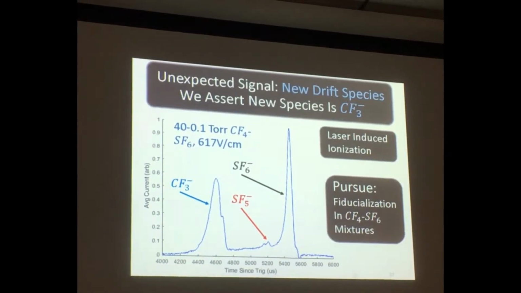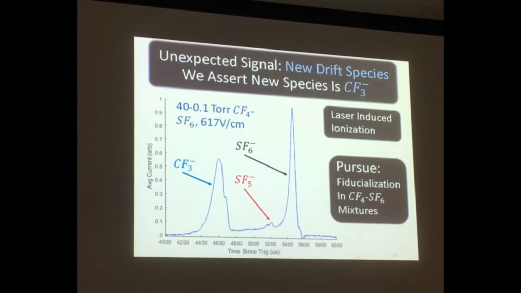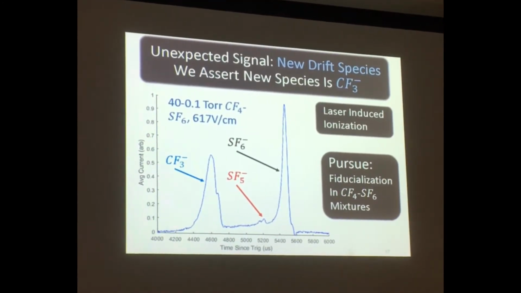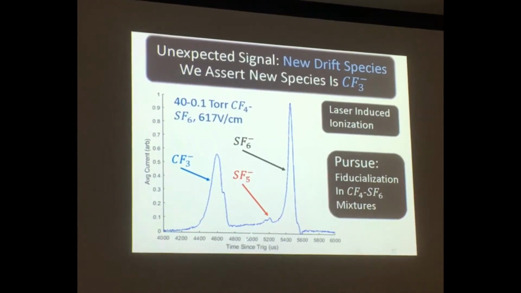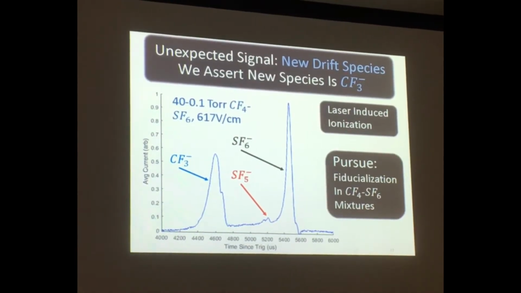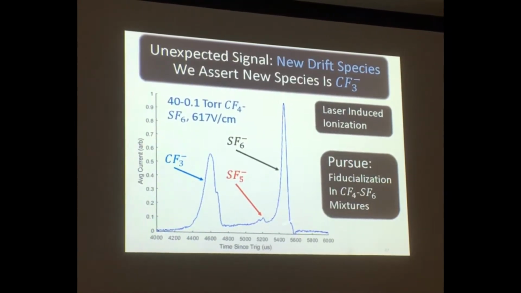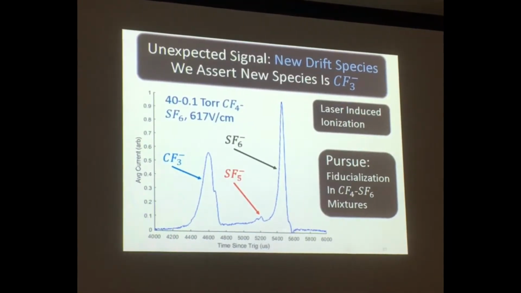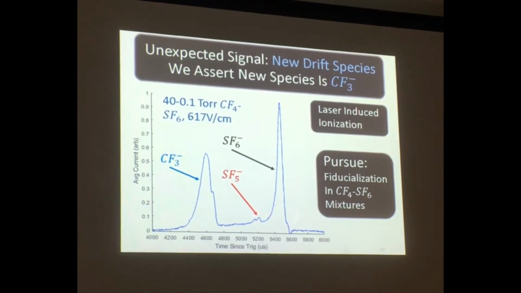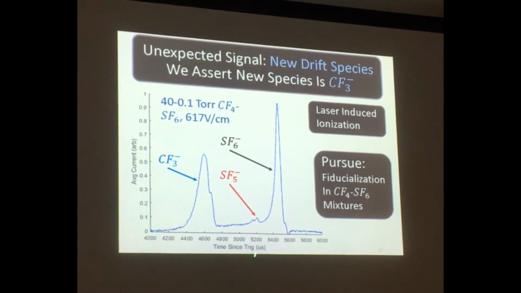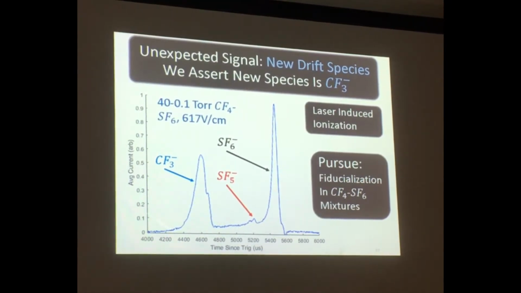Not at all what we were expecting. We were very surprised to see this, and I was very excited. So this is a signal where I've done that mixture, and this new species showed up here, and this was very unexpected. This first negative ion peak here is the SF6 minus we were expecting. Here's the SF5 minus, but this one we were not expecting.